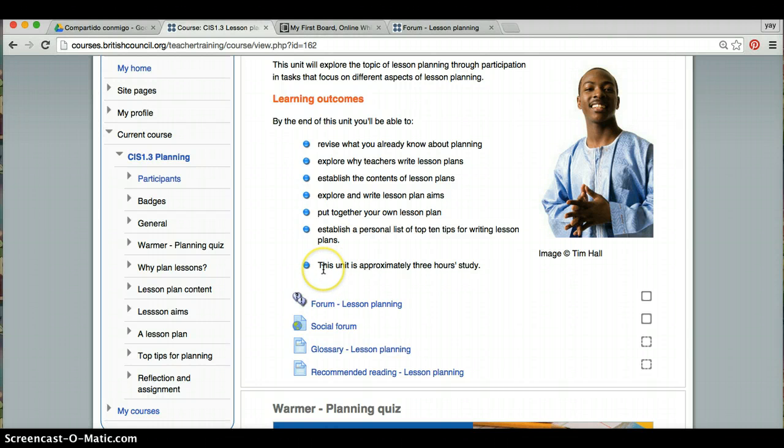This unit is approximately 3 hours of study, so it should take you about 3 hours to complete, including the forums and everything. You could distribute that time as 1 hour a day or maybe 30 minutes a day, and then a little bit more on the weekend. Remember, it's important to work on the platform, if not daily, at least every other day.